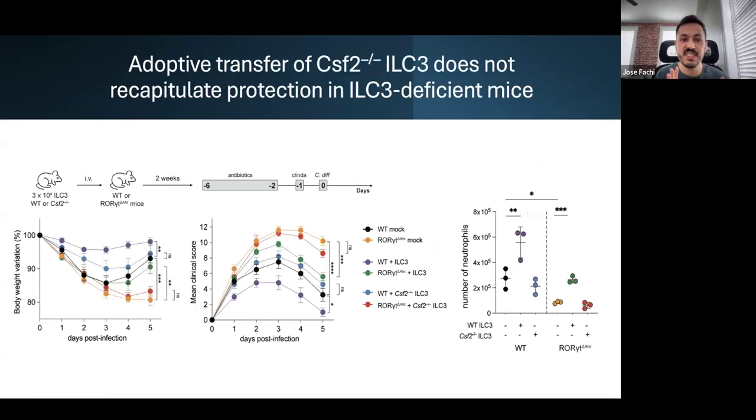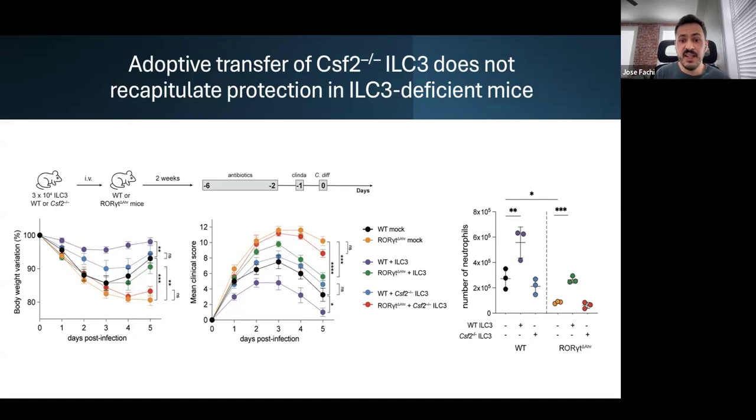For doing that, we use the same adoptive transfer approach we used before, but now, instead of transferring only wild type ILC3s, we also have a group in which the mice receive GM-CSF knockout ILC3s. So now basically we have a conditional knockout mice where you have ILC3 deficient mice that receive wild type ILC3s producing GM-CSF, and another condition in which we have GM-CSF knockout ILC3s, lacking GM-CSF only in the ILC3 compartment.